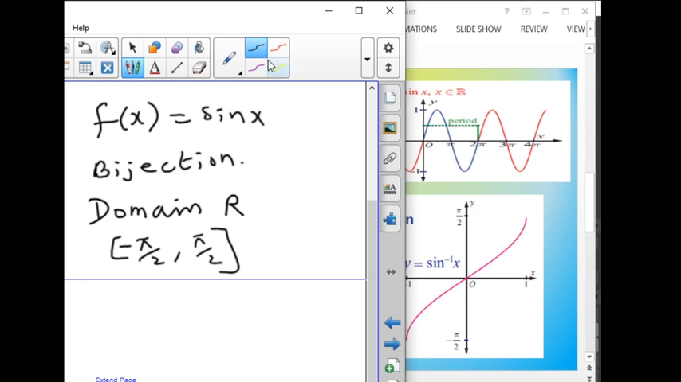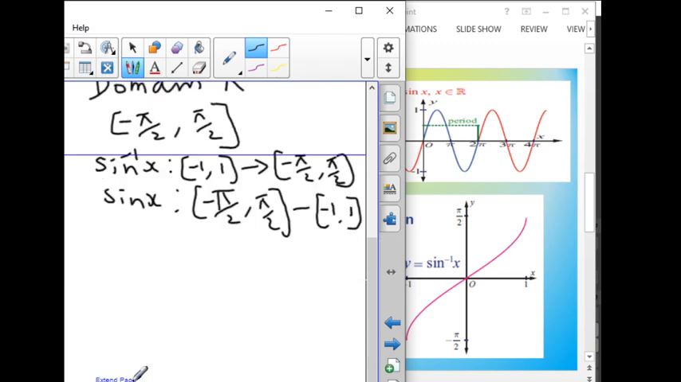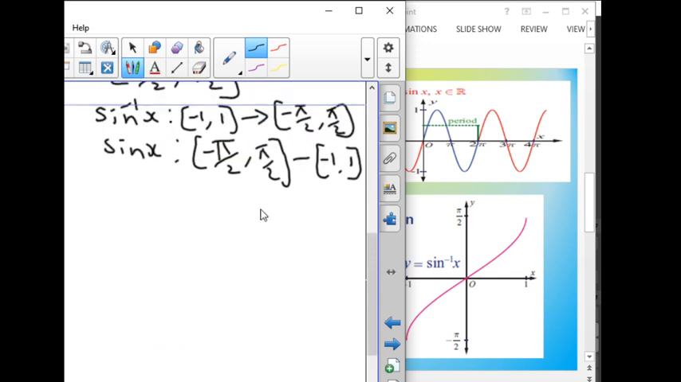So, we are restricting the domain of sin x as minus pi by 2 to pi by 2. That's why we saw that sine inverse of x: what is the domain? Domain is minus 1 comma 1 and the range is minus pi by 2 comma pi by 2. And what about sin x? Sin x domain is minus pi by 2 comma pi by 2 and the range is minus 1 comma 1. So remember that the domain is restricted. Okay. So this also we have seen in our yesterday's class.